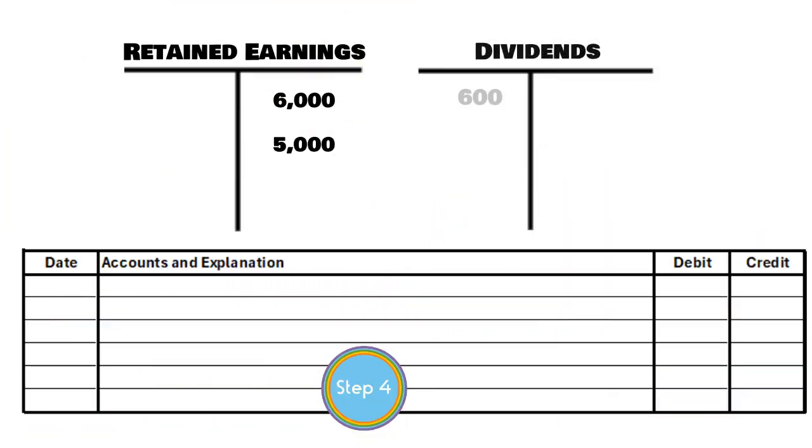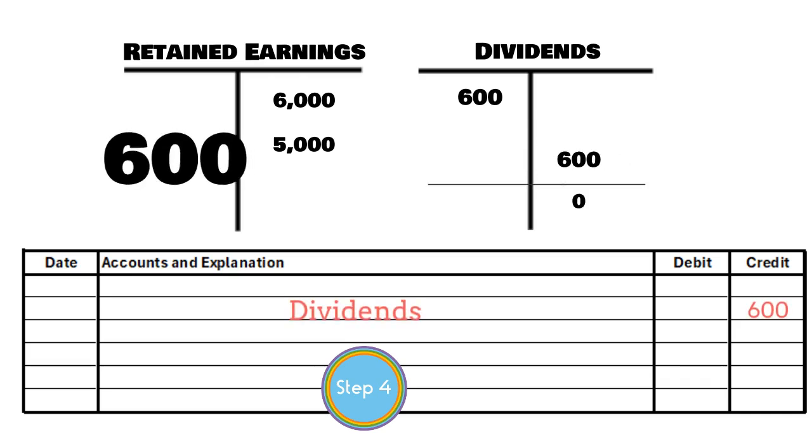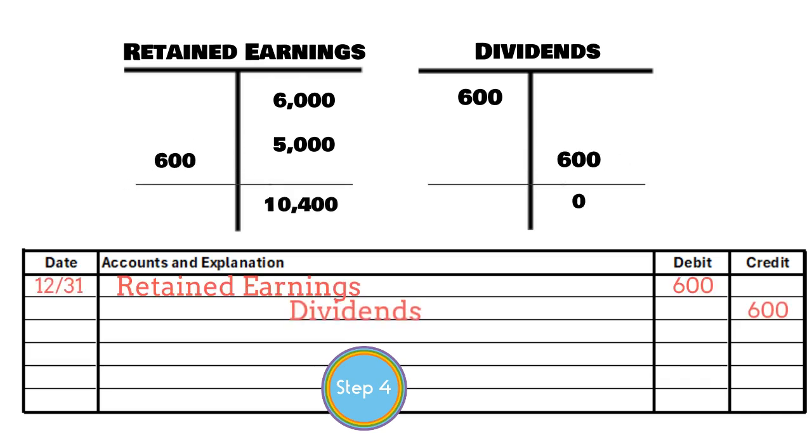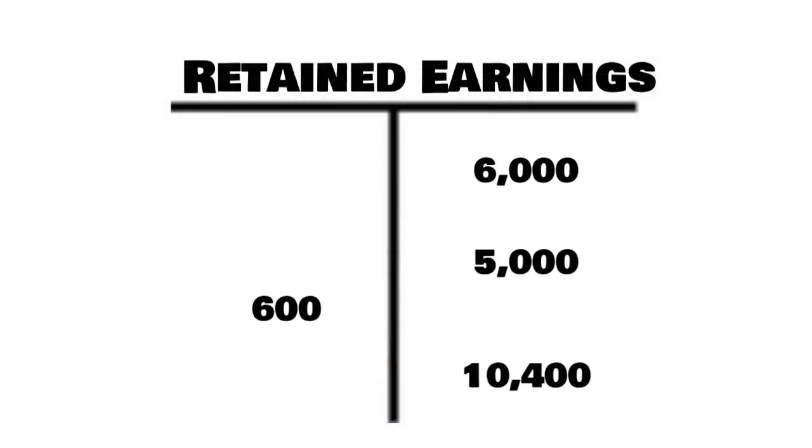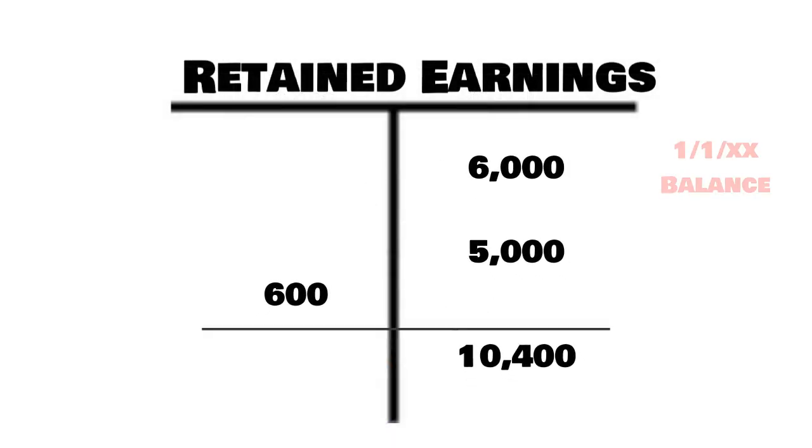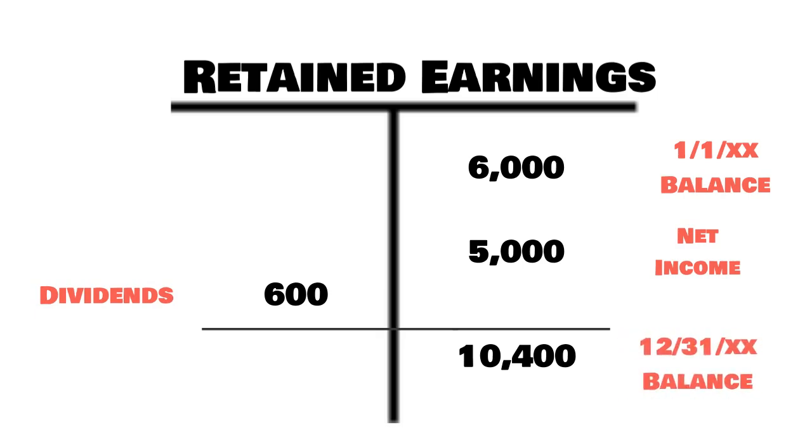Dividends is a temporary account found on the statement of retained earnings, but we follow the same process. We credit dividends to set it to zero and we debit retained earnings directly. Looking more closely at retained earnings, we start with the 1/1 beginning balance of the account. We add the earnings from the current year and then subtract dividends paid to stockholders, which leaves us with a new 12/31 retained earnings balance.